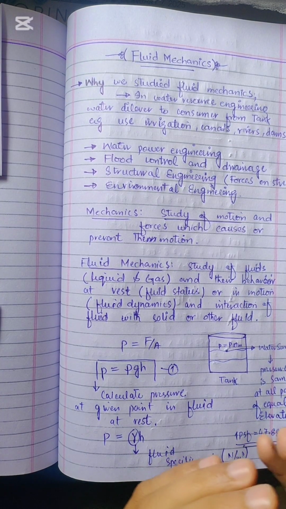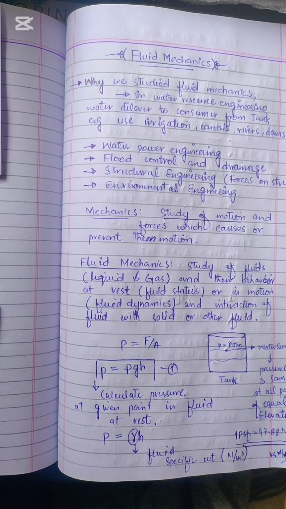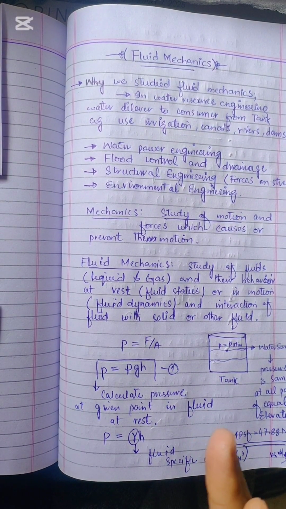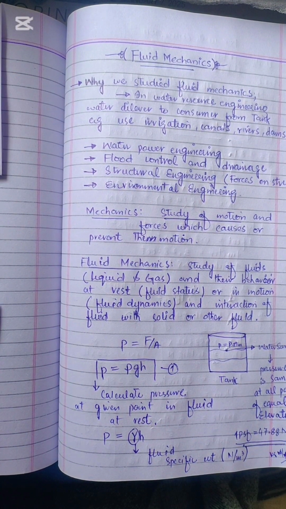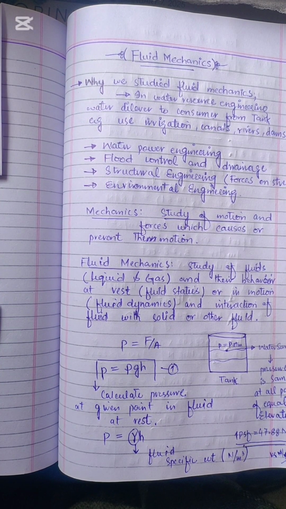So fluid mechanics is all about fluids, that is liquid or air, and mechanics is the study of motion. It means that we are studying fluids in motion. In water resource engineering there must be some understanding or know-how of fluid mechanics, for example water delivered to the consumer from a tank, and water used in irrigation, canal systems, rivers and dams.